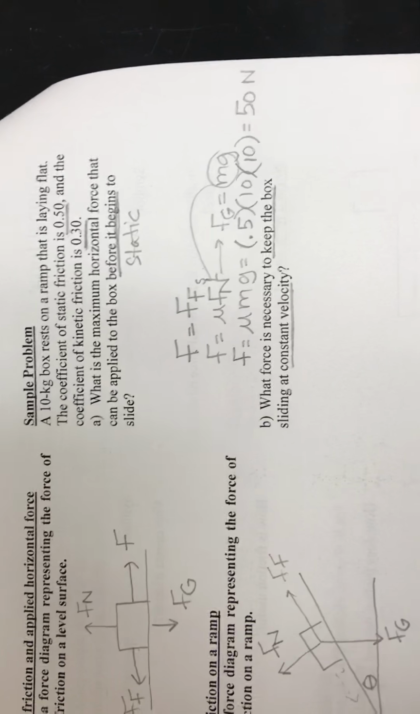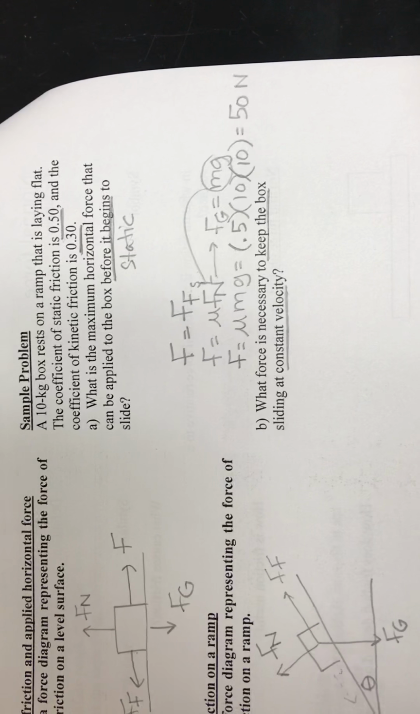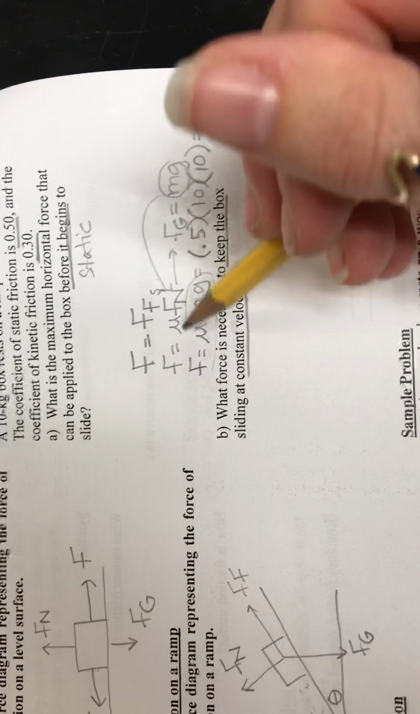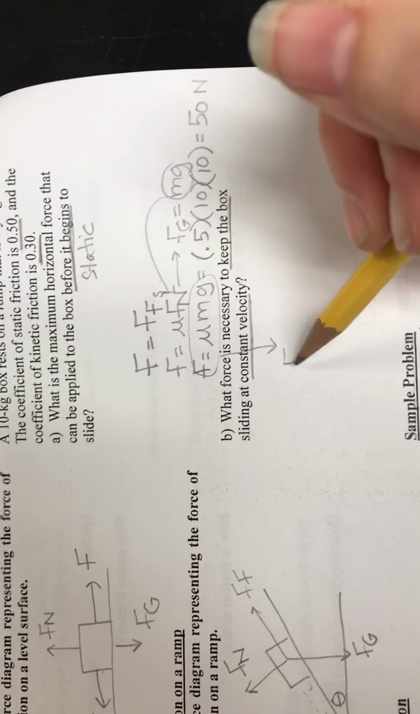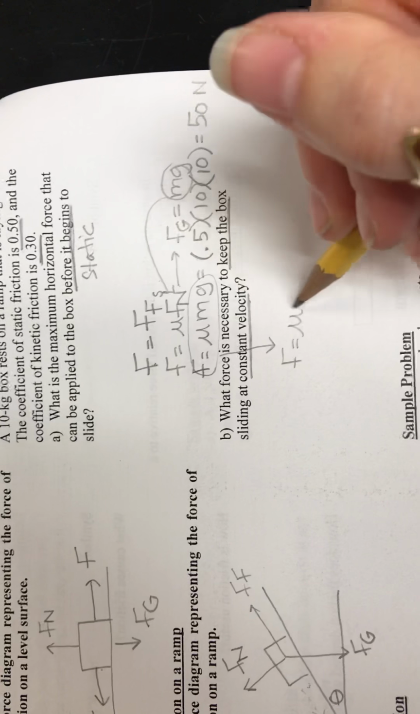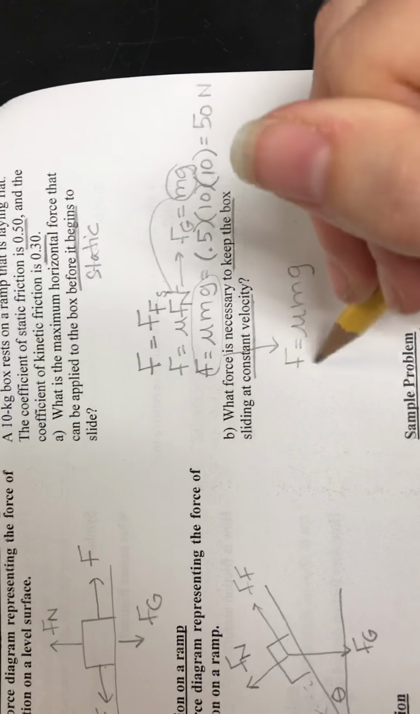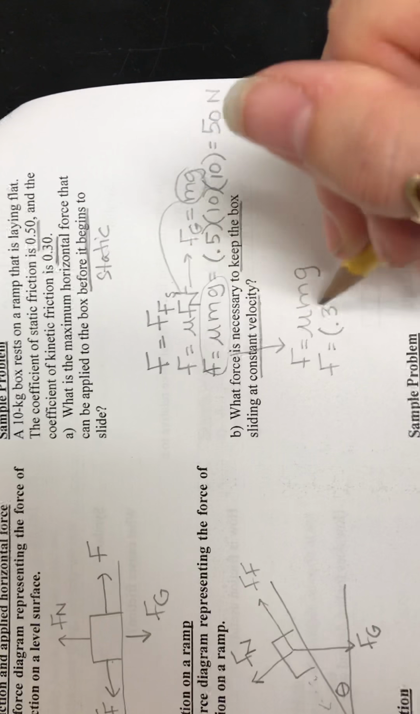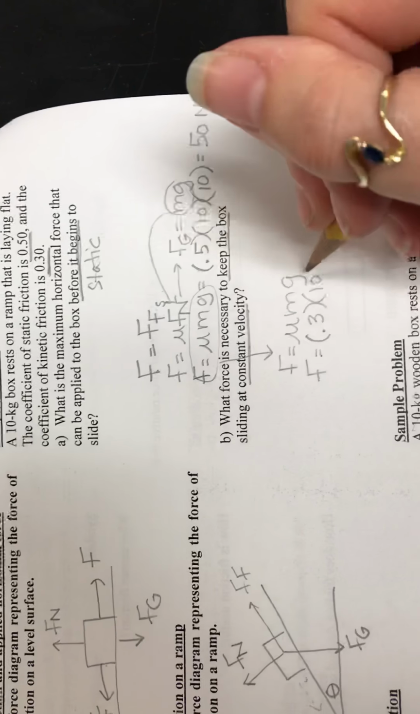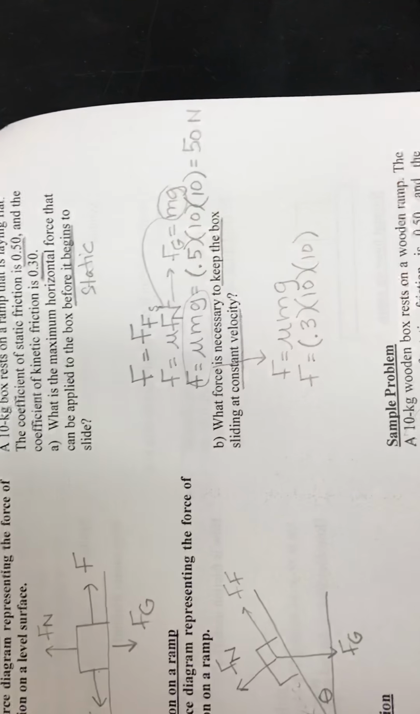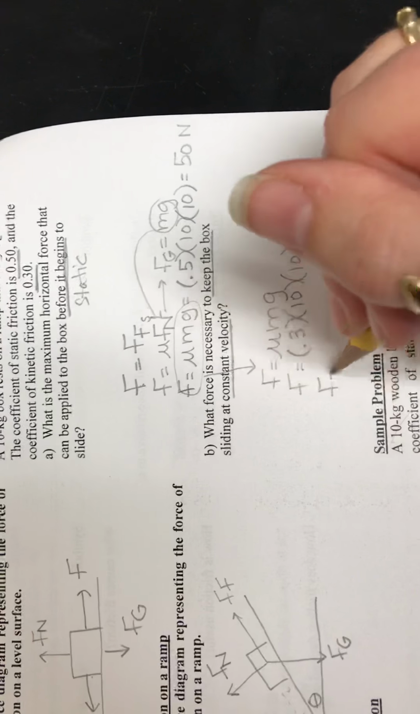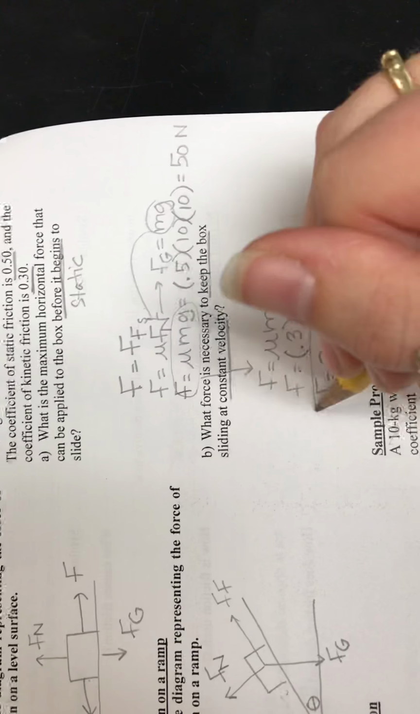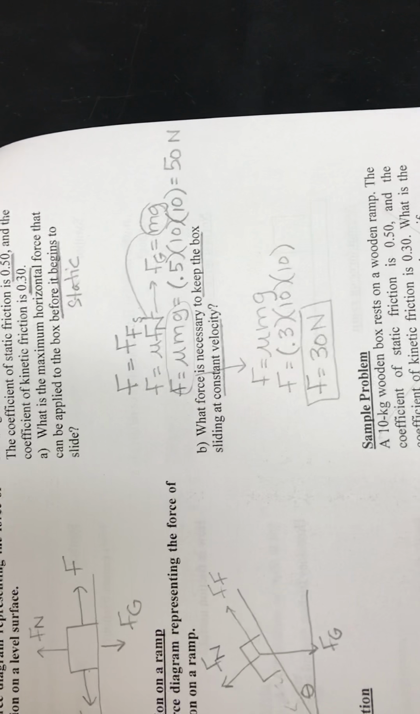Over here, it asks what force is necessary to keep the box sliding at a constant velocity. This tells me that it's moving, so I'm going to need to use the coefficient of kinetic friction. The force is going to equal mu mg, so the coefficient of kinetic friction, 0.3, times the mass, 10, times little g, 10. This should give us that the force required to keep it moving is 30 newtons, which is less than what was required to get it started.